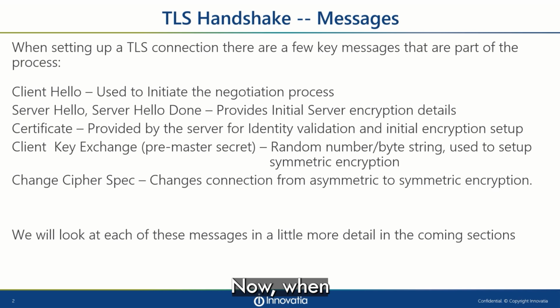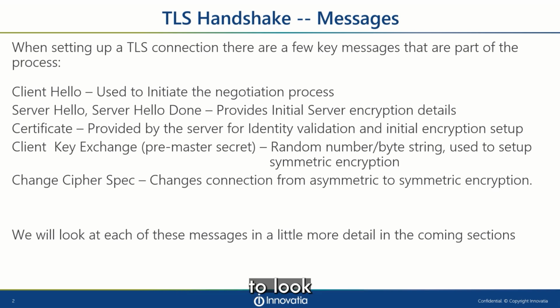Now, when discussing the actual handshake itself, as I mentioned before, there are a couple of very key packets that have to traverse the network in order to enable and allow this handshake process to work. These particular packets are your client hello, your server hello, your certificate, your server hello done, your client key exchange, and then your change cipher spec. These are all specific packets that are sent out over the network to begin establishing and creating that secure connection.